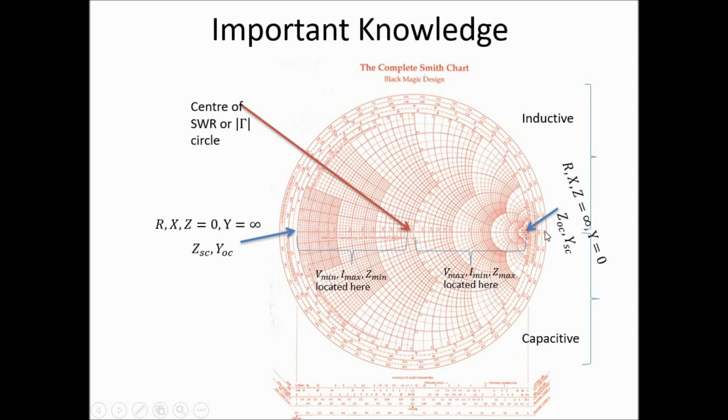And if impedance is infinity, then admittance will be zero, and zero is here. Similarly, short circuit impedance is zero, but short circuit admittance will be infinity. So short circuit admittance is there. So the opposite to Z is Y, or the opposite to Y is Z.